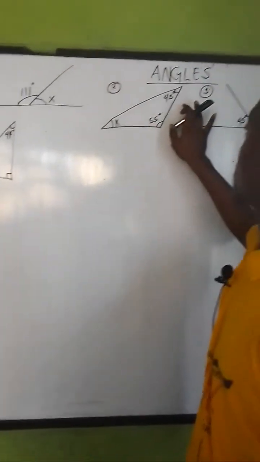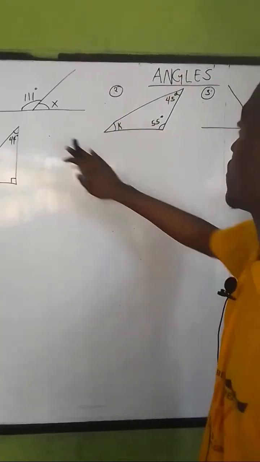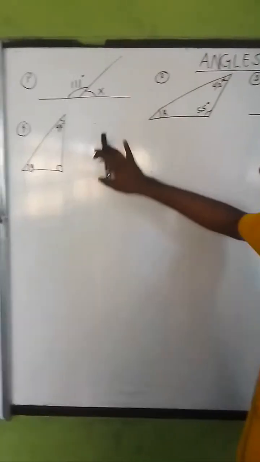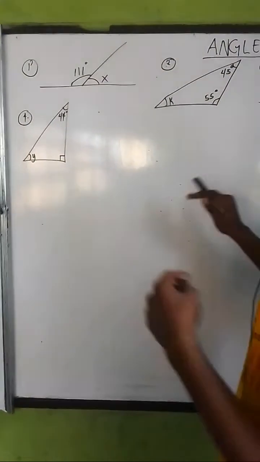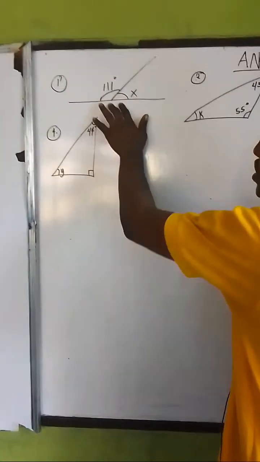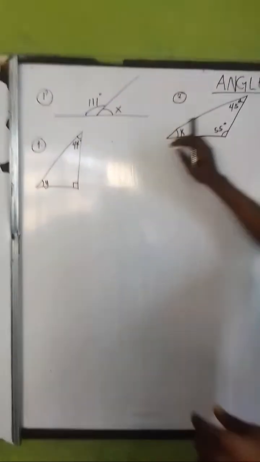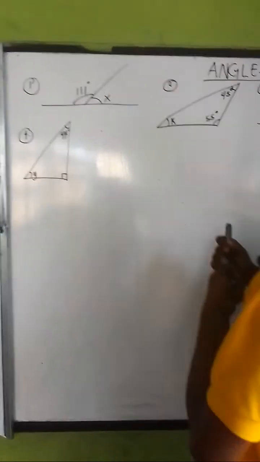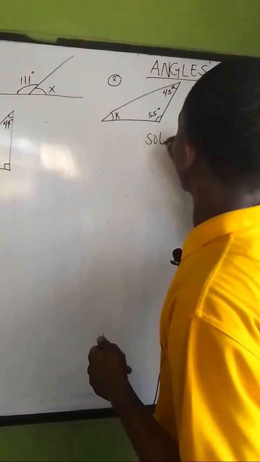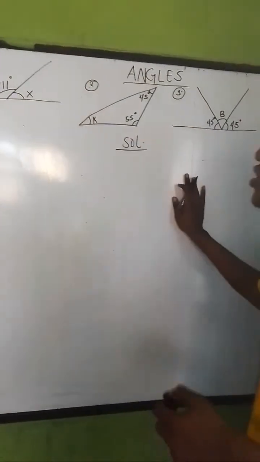We're going to be talking about angles today, and we have 4 questions here to talk about. So the first one here is angles on a straight line. We have something like this, and these angles are not drawn to scale though. So solution, how do we solve this?